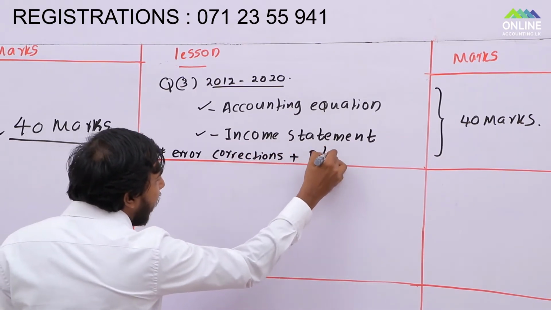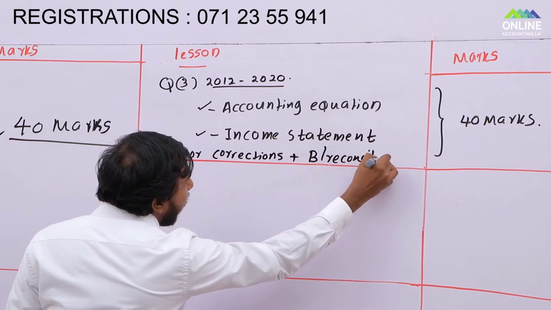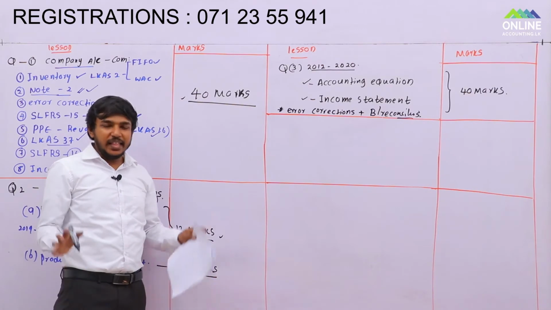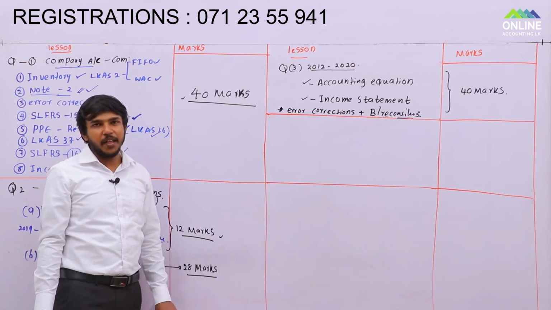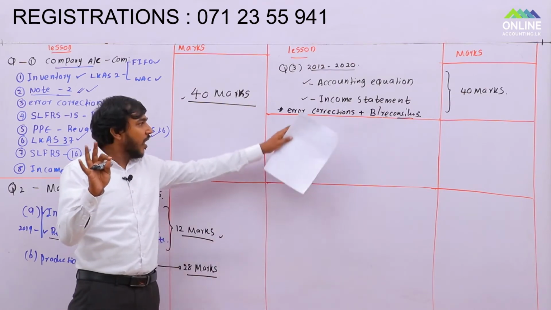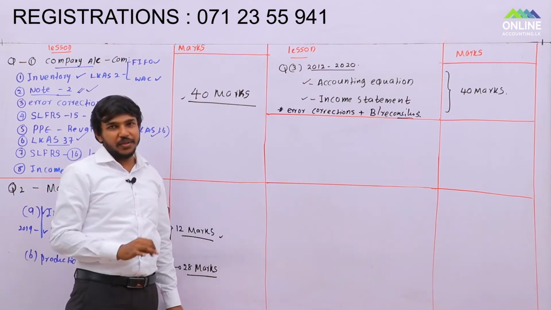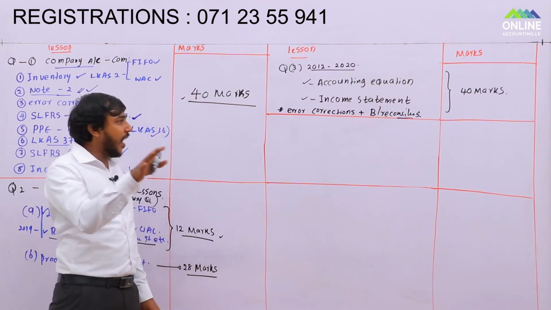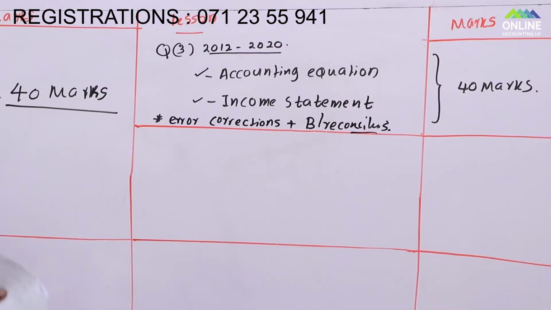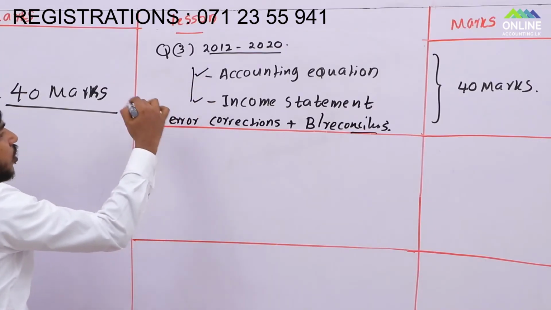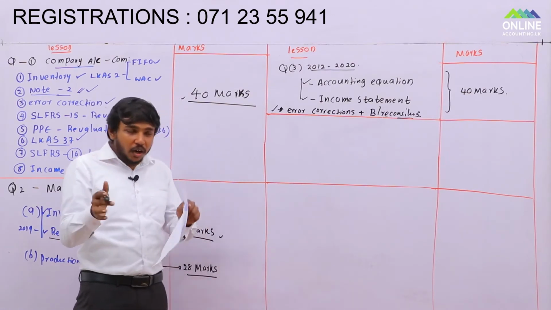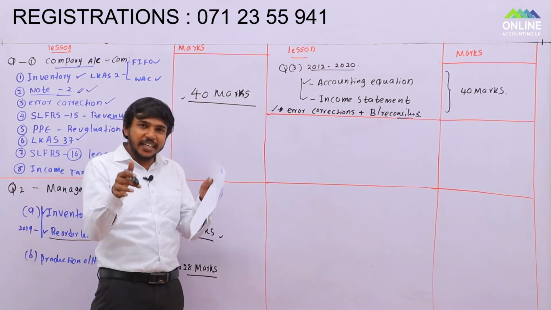Then again, the examiner has already tested bank reconciliations in previous years. As an example, in 2018 there was the bank reconciliation statement you had to prepare. In 2013, you had to prepare the accounting equation, income statement, and bank reconciliation, all these 3 items for question number 3. Then in 2019, there was the error correction also. Profit correction was also there. So this time it was tested this way, but in your exam, error corrections and bank reconciliation could be tested along with question number 3 because they have already been tested.